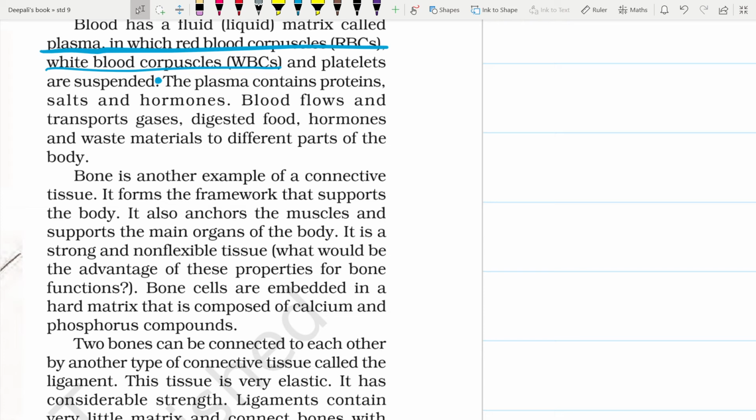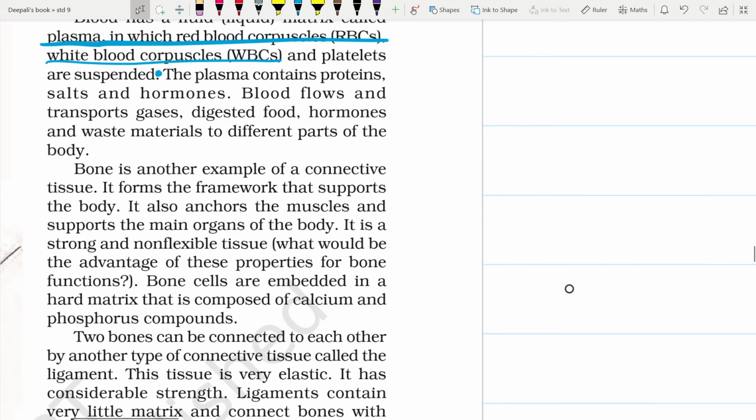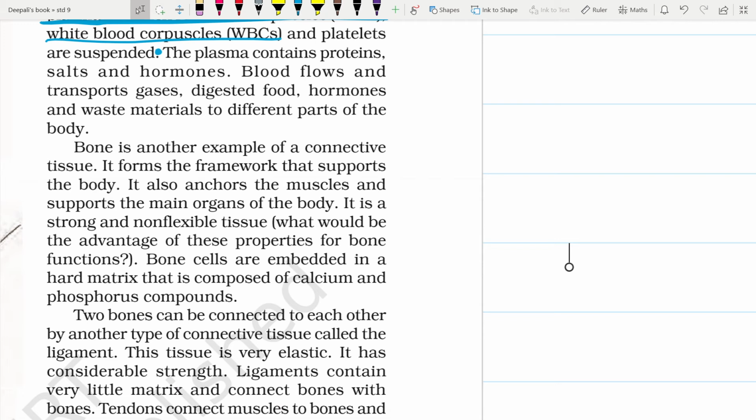Next we have the bone, that is the skeletal tissue. So the bone and the cartilage are made up of cells which are embedded in a special matrix. Therefore they are called connective tissues. It forms a framework that supports the body. It also anchors the muscles and supports the main organs of the body. It is a strong and non-flexible tissue.